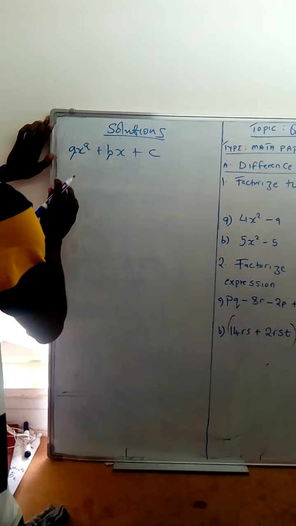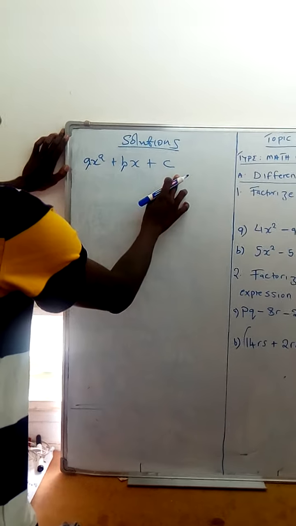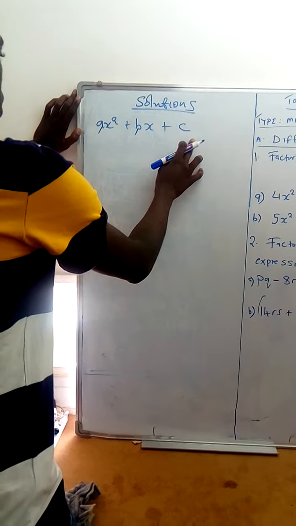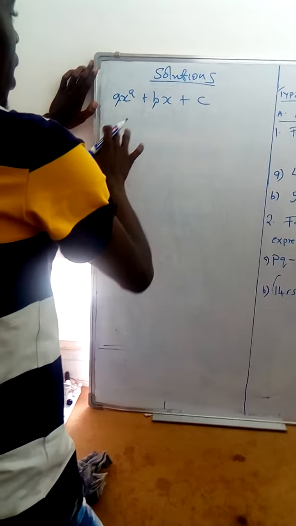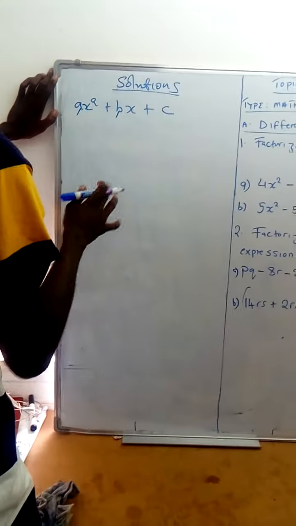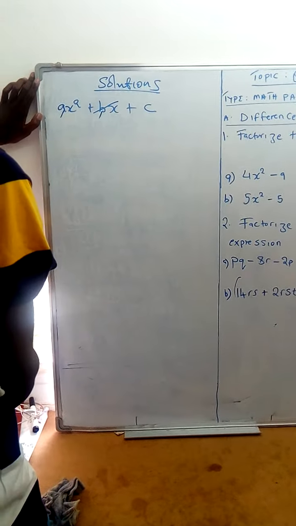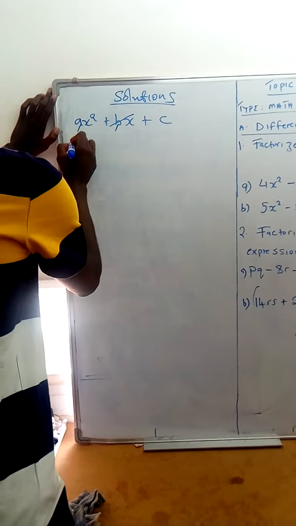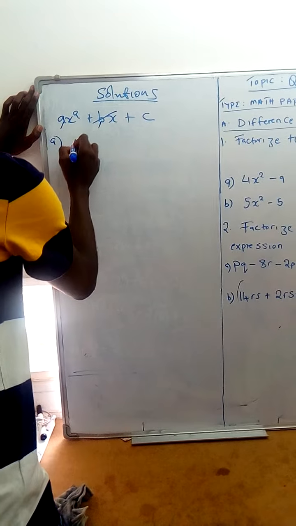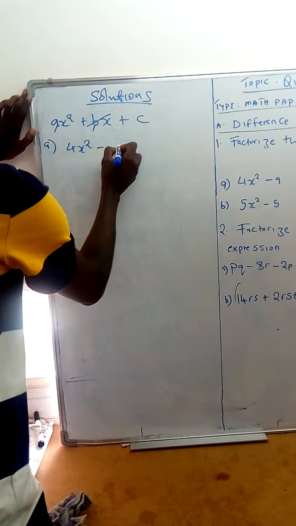Normally when you are trying to factorize such expressions, you need to follow the procedure of finding first the product, the sum, and then the factors. But in the case of the difference of two squares, they usually don't have this second part. Let's look at an example. Question a is 4x squared minus 9.